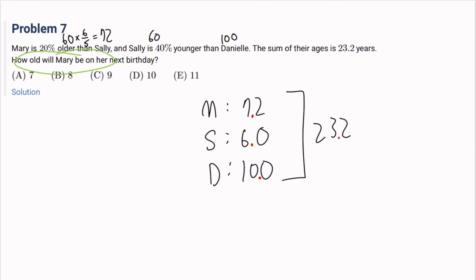So how old will Mary be on her next birthday? Since she is 7.2 years old now, on her next birthday she will be 8 years old, so that's the answer, it's B.